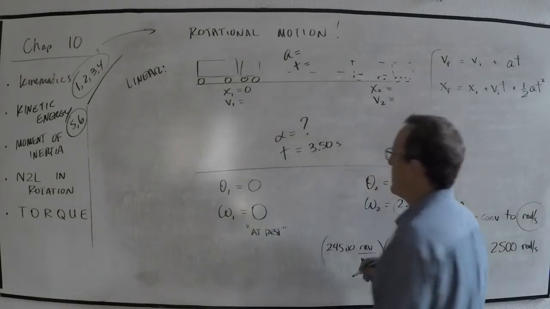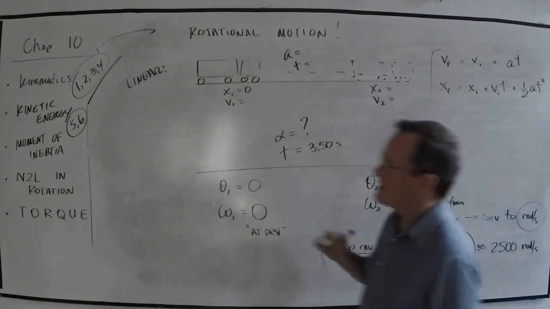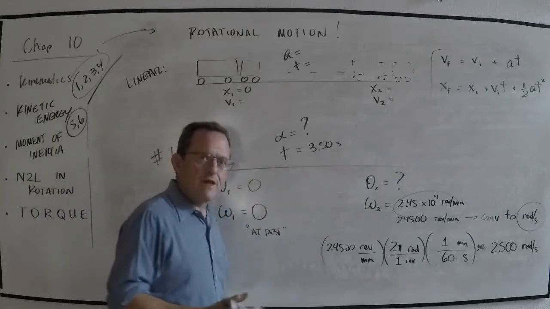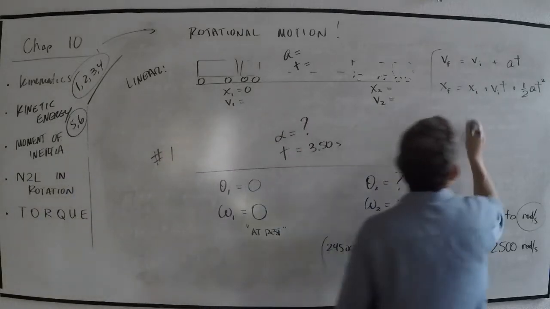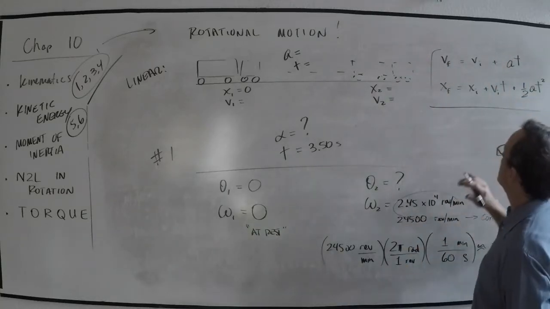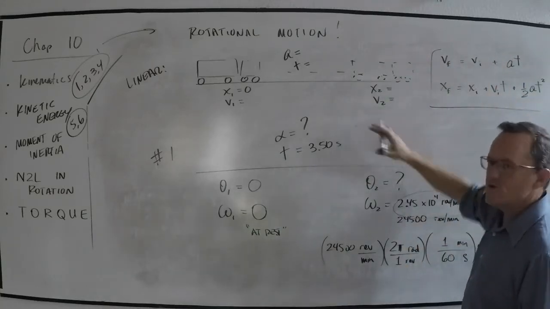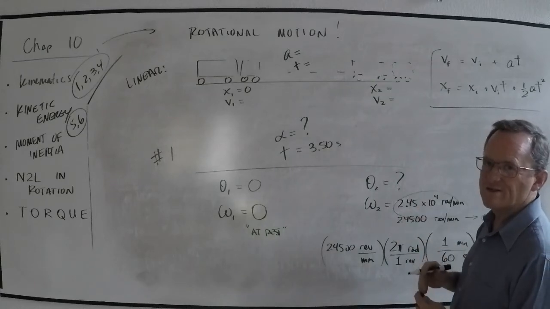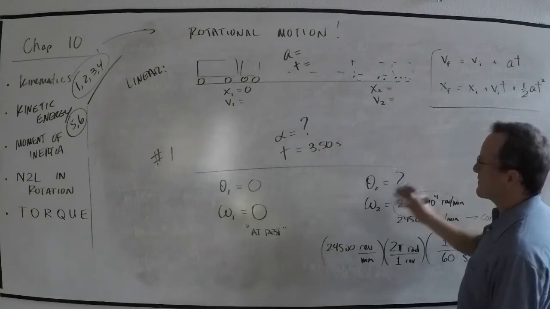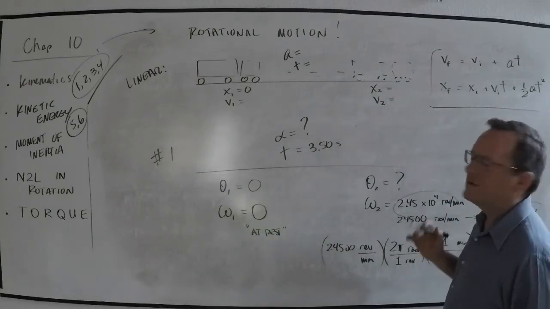Unknown. Theta 2, unknown. What are they asking you to find in this problem? They are asking you to find the acceleration and theta 2. So how do you do it? Exactly the same thing you did back in chapter 2. We have 2 equations. We have 2 unknowns. Write your 2 equations. What's the only difference? Well, we're using Greek letters now, but it's exactly the same thing.